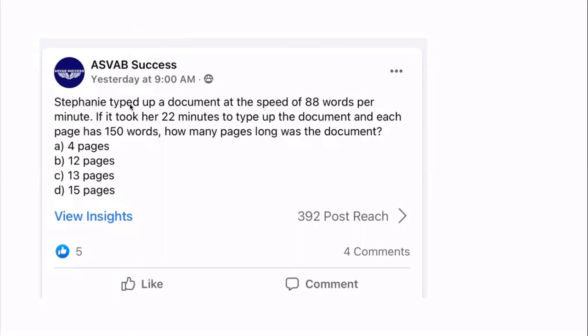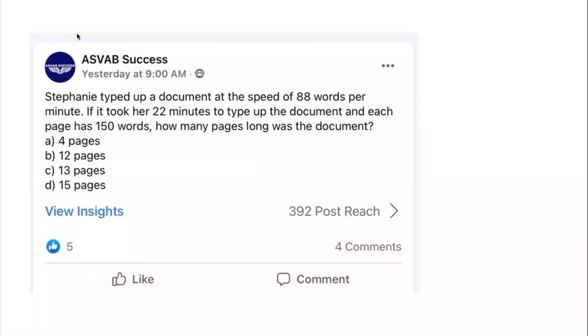This first question says, Stephanie typed up a document at the speed of 88 words per minute. It took her 22 minutes to type up the document, and each page has 150 words. How many pages long was the document? So this is what we could call a rate question or a proportion question. What we have to do is find the rate or do the proportion a couple of times. So let's go ahead and get started.